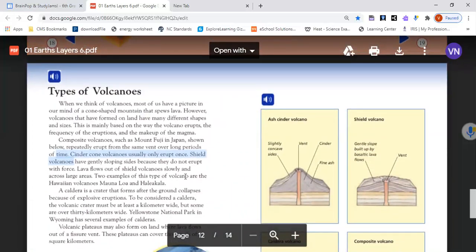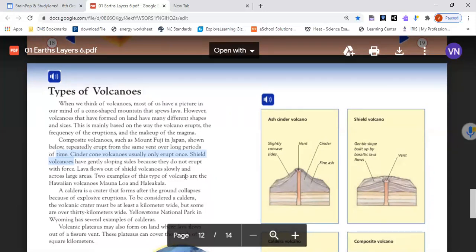Different types of volcanoes. When we think of volcanoes, most of us have a picture in mind of a cone-shaped mountain that spews lava. However, volcanoes that have formed on land have many different shapes and sizes. This is mainly based on the way the volcano erupts, the frequency of eruption, and makeup of the magma. Composite volcanoes, such as Mount Fuji in Japan, shown below, repeatedly erupt from the same vent over long periods of time. Cinder cone volcanoes usually only erupt once.